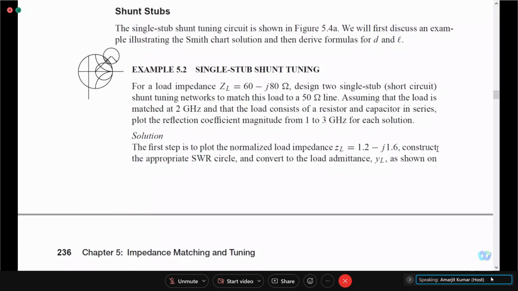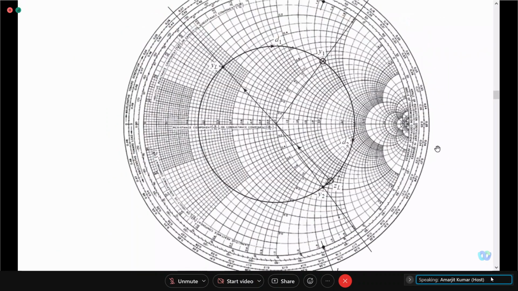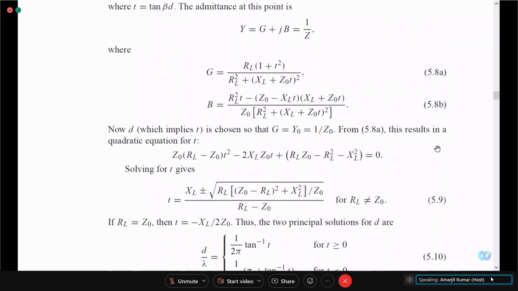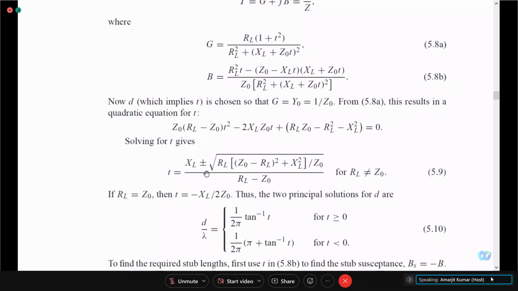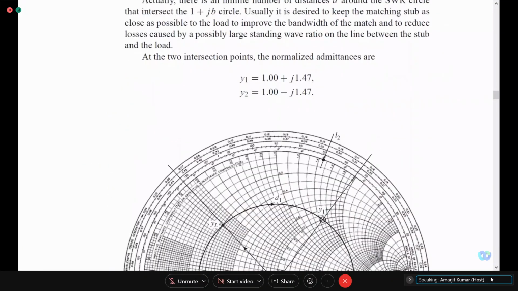Because if you remember that quadratic equation, how many solutions are you getting for d, the position of the stub, and for the length of the stub? So XL plus minus, you will get two values for t. Two solutions you will get. Okay, but using the Smith chart method.